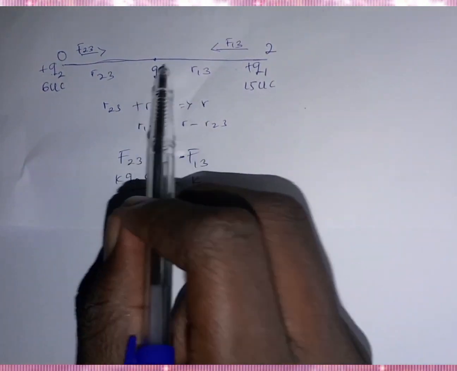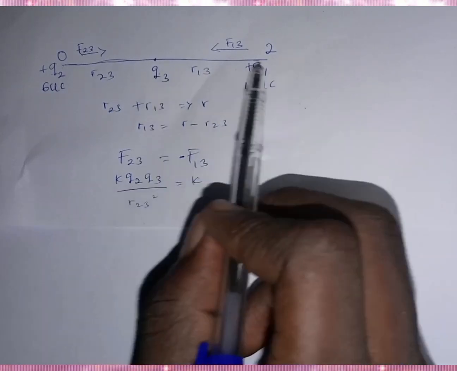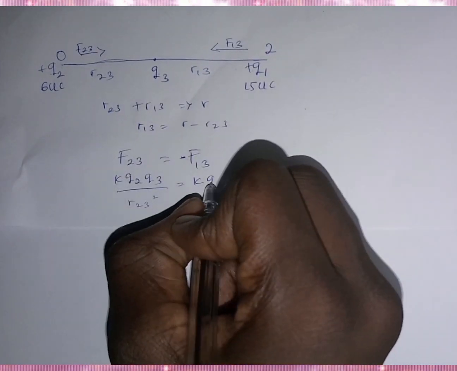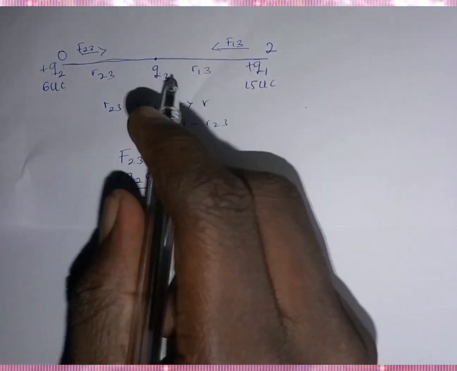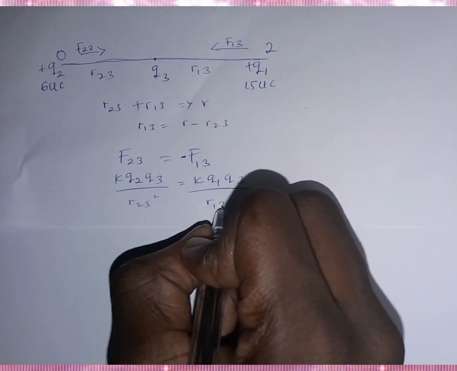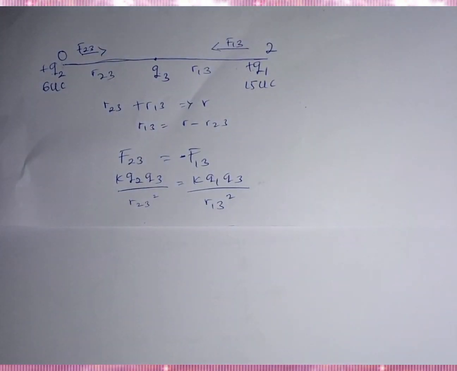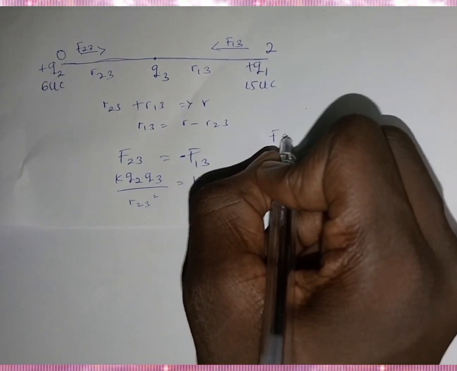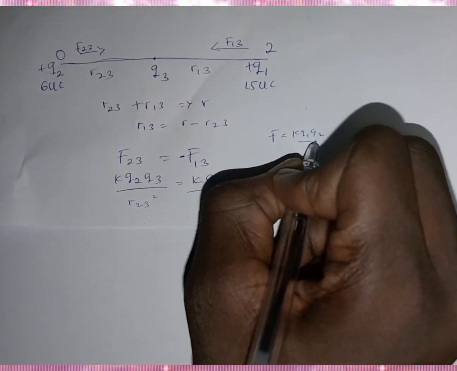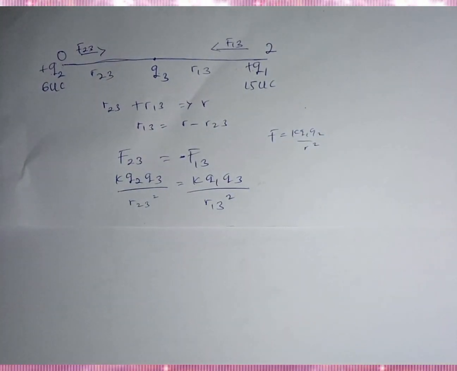So the force, to calculate the force, is given by Coulomb's formula, which is now K. Now the two charges acting at this is Q1 and Q3. So K Q1 Q3 over, and the distance is R13 square. So according to what? Coulomb's law. Coulomb's law says that F equals to K Q1 Q2 over R square. So that's why the distance is being squared.